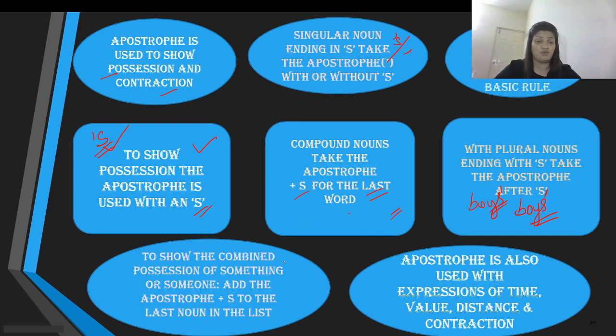And to show the combined possession of something by someone, add the apostrophe to the last noun in the list. When you have two or three nouns and you have to show the possession, when you have to say that one thing has been owned by all of these people mentioned in the statement, it is enough to add the apostrophe at the last name while you skip the other names in the list.